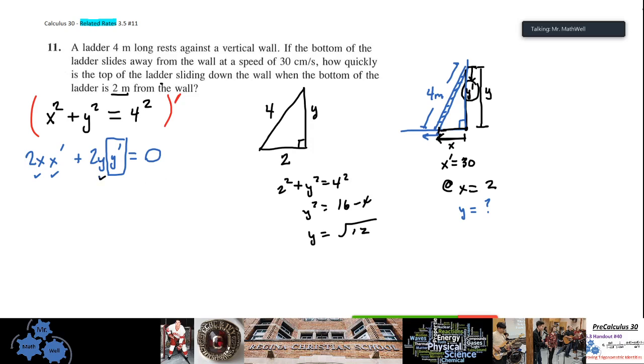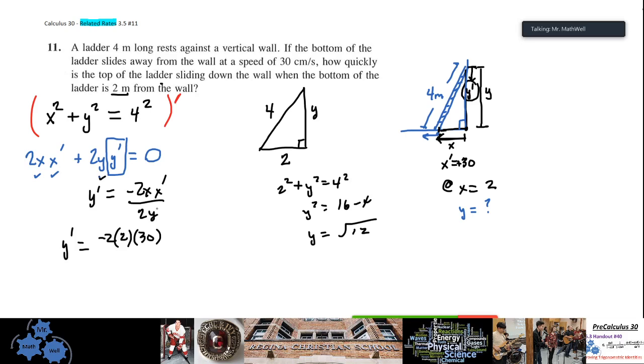Whether you want to isolate for y prime first or plug these values in doesn't really matter. So I'm going to isolate for y prime. That's going to be negative 2x x prime divided by 2y. So y prime then is negative 2 times x, which is 2, times x prime, which is 30. Now we have to be careful here. x is increasing, y is decreasing.